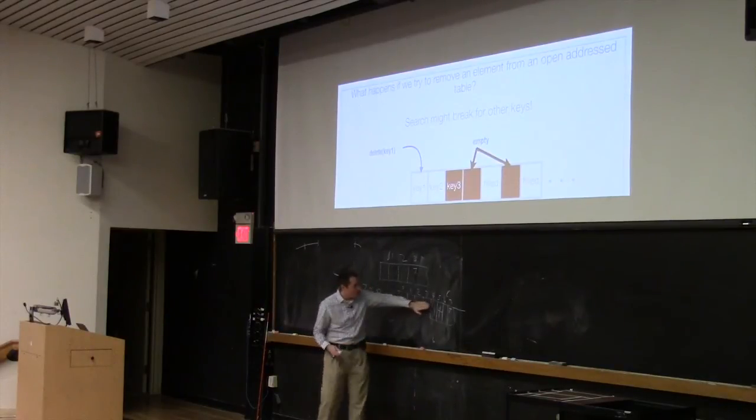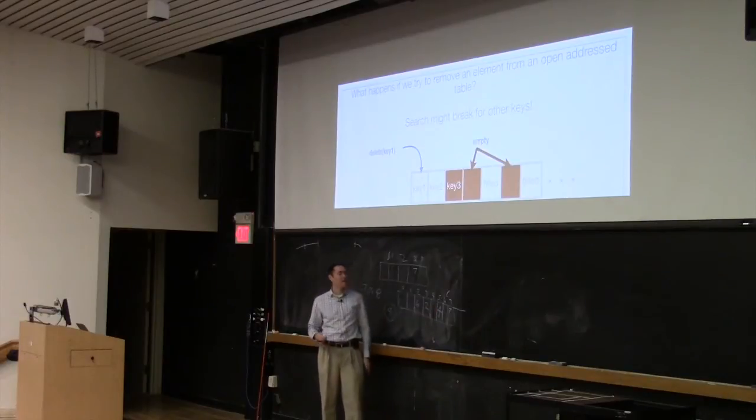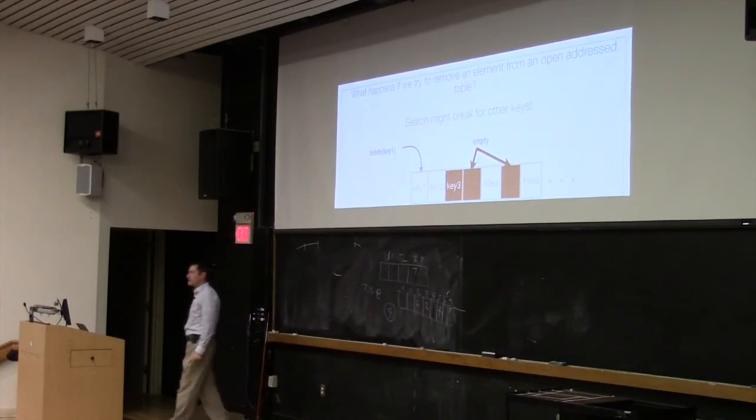But then you come along and you delete this one, and you look for 4. You go here, not there. You go here, not there. You go here, it's empty. 4 is not in the table. So that's a problem, right? How are we going to mitigate that? What do you think? Yeah?